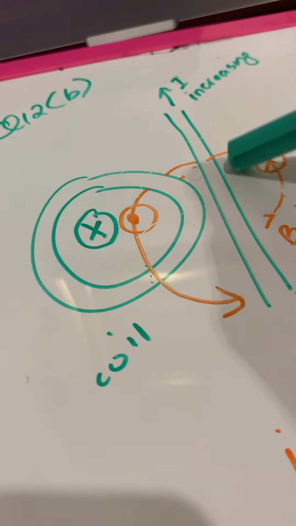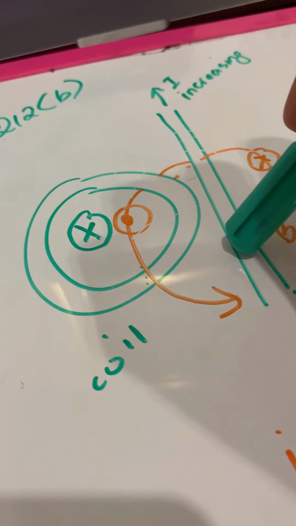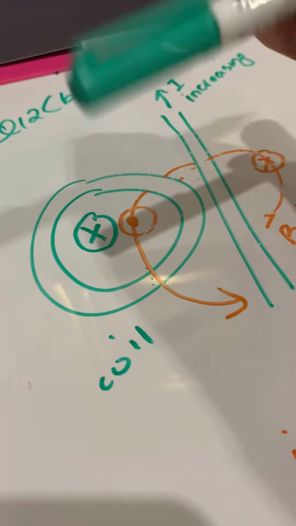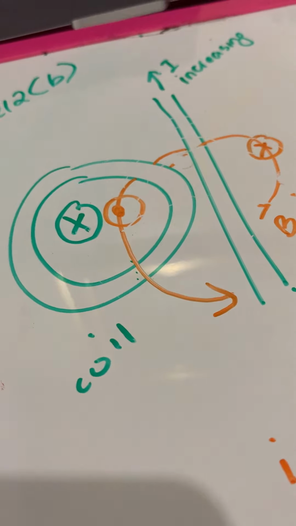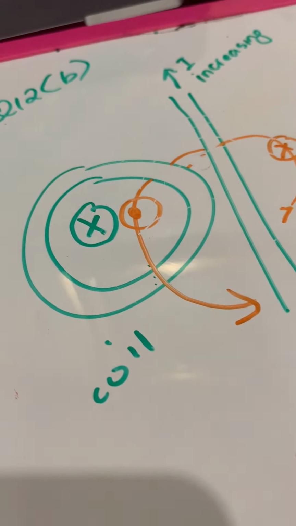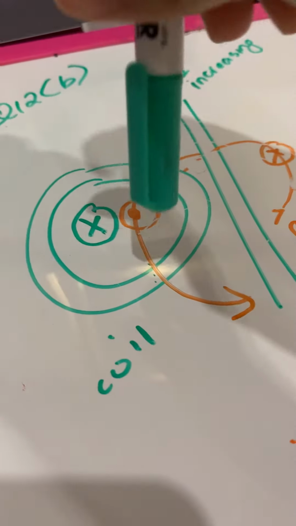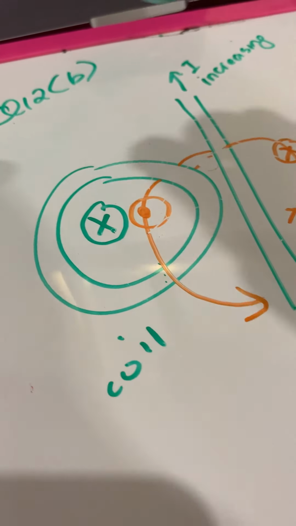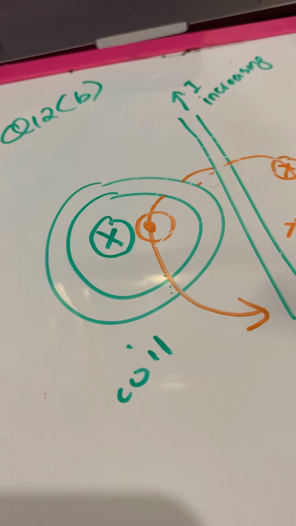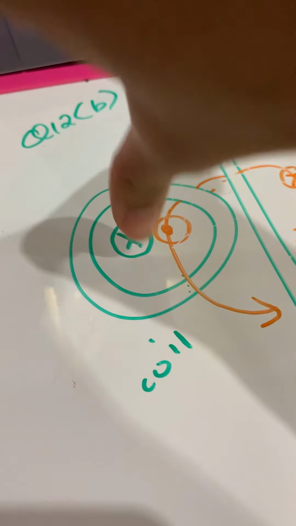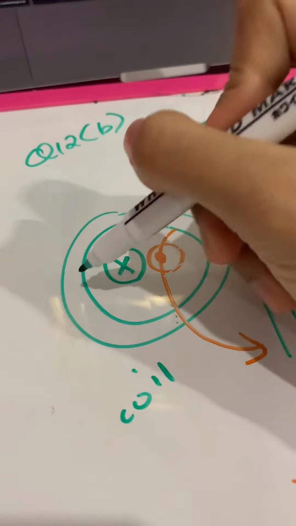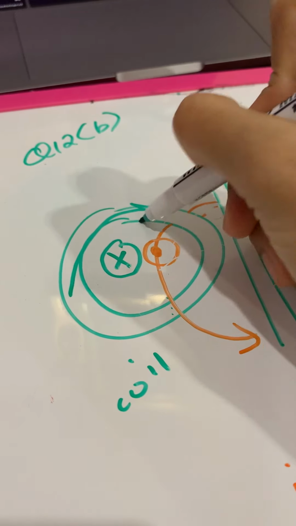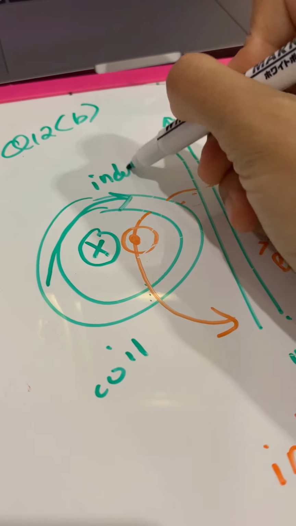Remember, this is from our current, our wire. It is increasing out of the page. The induced current does not like this. It says, stop changing. I want you to go back to how you were before. So it tries to make this stop increasing by going the opposite direction. So we know that if our induced magnetic field is this way, our direction is clockwise. So the direction of induced current in this coil is clockwise.